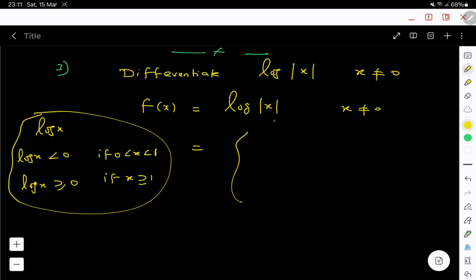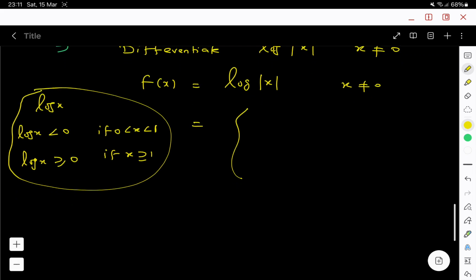But here we have log of mod of x. So we define the x value as negative value, positive value. Log x is not defined for negative values of x, but log of mod of x is defined for both negative and positive values. If x is greater than 0, mod of x is plus x, so it becomes log x. If x is greater than 0, mod of x is equal to x. If x is less than 0, mod of x is minus x, so log of minus x.